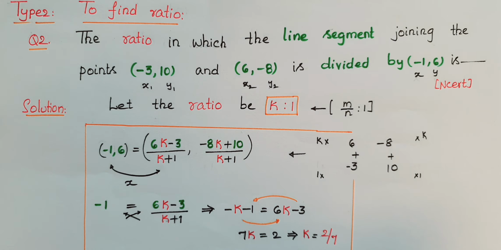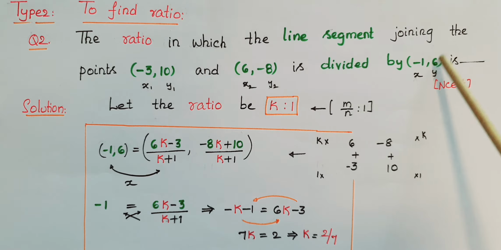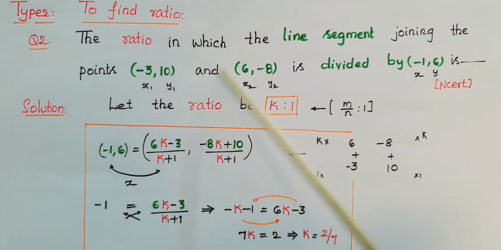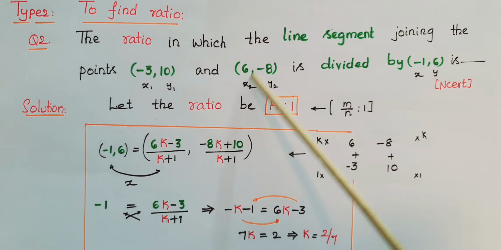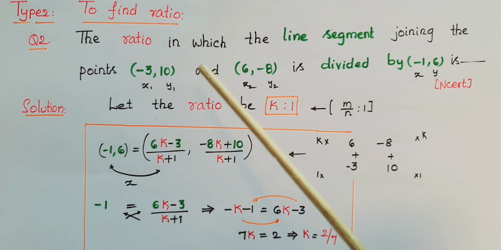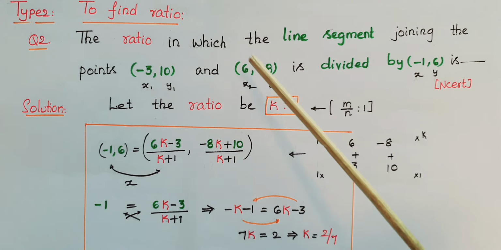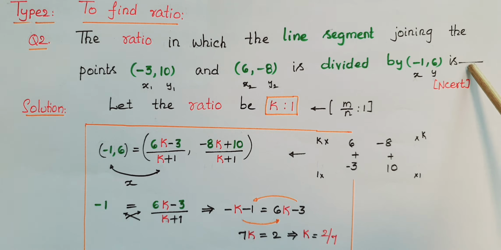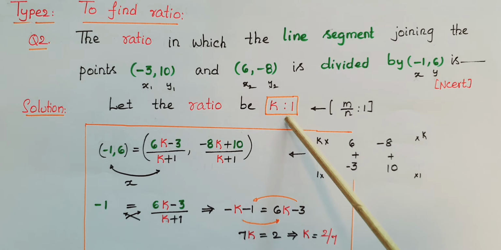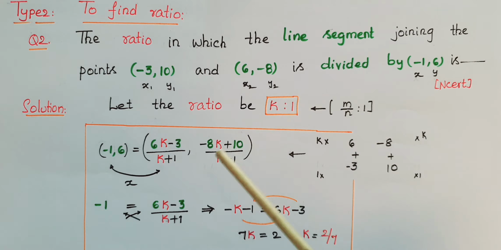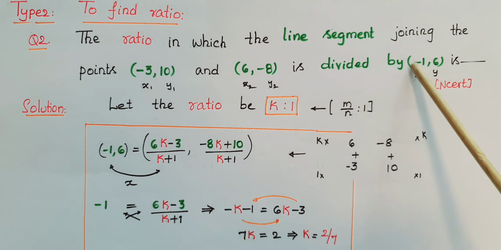This is second type of question. Here we have to find the ratio in which the line segment joining the points (-3, 10) and (6, -8) is divided by (-1, 6). So here the point is (-1, 6), and the line segment points are (-3, 10), so x1, y1, and this is x2, y2, and this point divides this line segment in the ratio. We have to find the ratio here. So let the ratio be k is to 1. Here k is m by n. So k is to 1. Then here the point is (-1, 6).